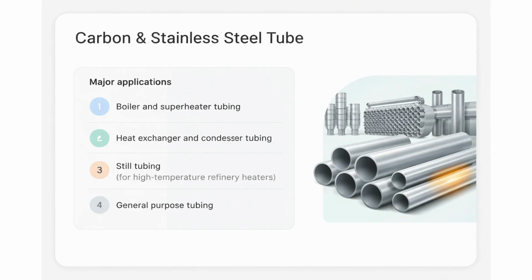Carbon and stainless steel pressure tubing are heavy-duty options used in demanding industrial applications. They are primarily grouped into four categories: boiler and superheater tubes, heat exchanger and condenser tubes, steel tubing for high-temperature refinery heaters, and general-purpose tubing for standard engineering applications.